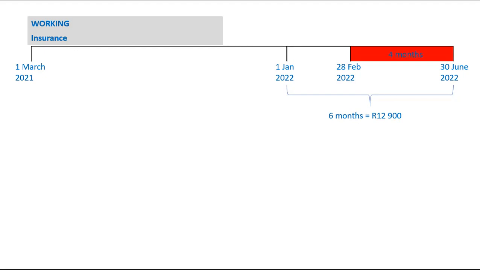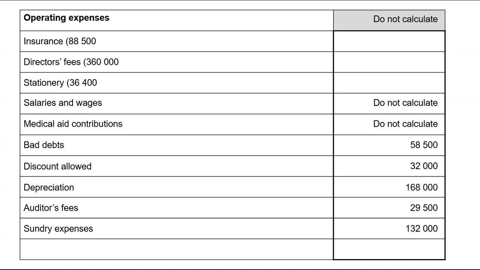12,900. Of that 6 months, 4 months fall outside the financial year. And that 4 months that falls outside the financial year, because this is insurance premium that has already been paid, has been included in our insurance expense, which is already entered in our statement of profit or loss. So that amount for 4 months is not supposed to have been included. So we're going to take it out, because it doesn't fall within the current financial year. When you multiply 12,900 by 4/6, it'll give us 8,600. And our insurance expense for the year will be 79,900.